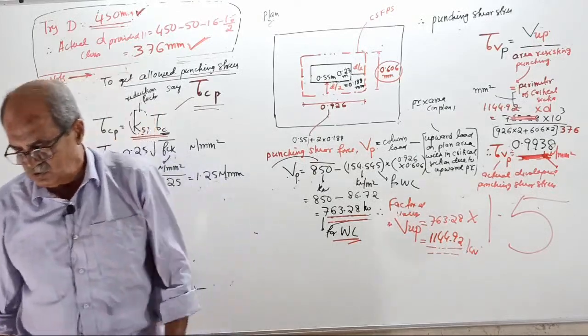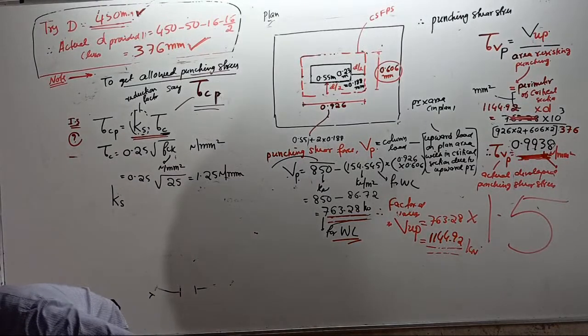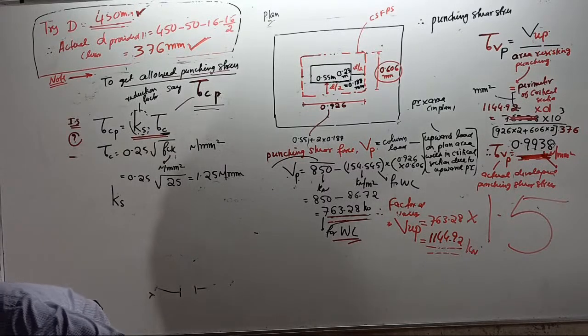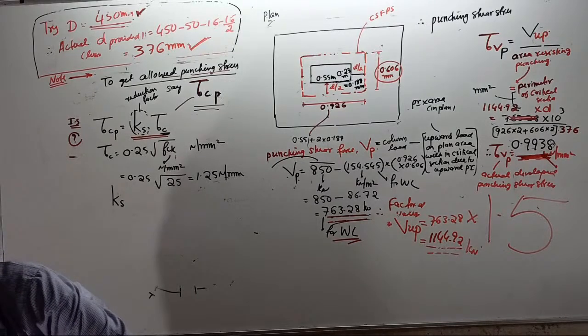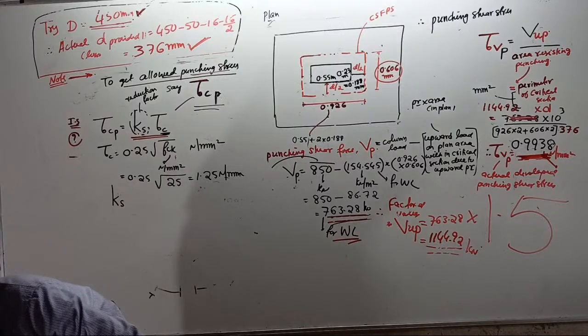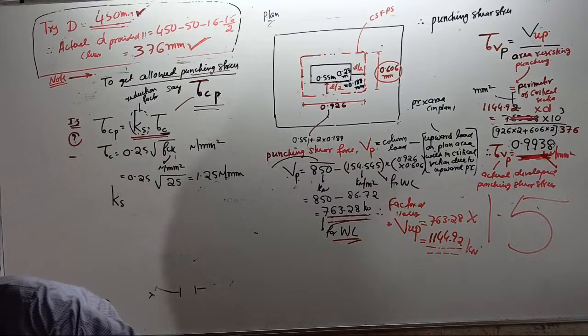Ks equal to how much? The value of a reduction factor when reduction is not applicable is... Answer, this anybody can tell. The value of a reduction factor when reduction is not applicable is 1.